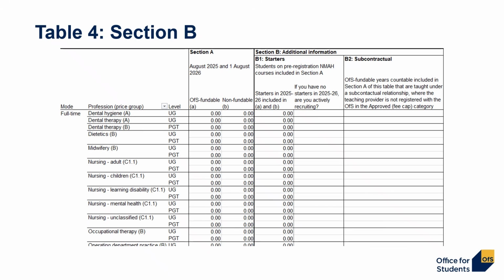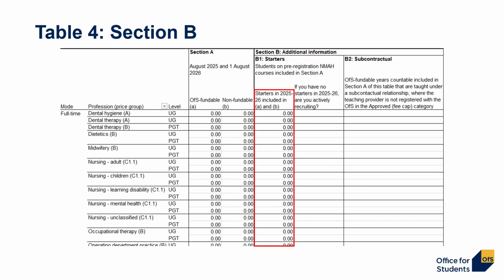The first shows the number of years that meet the starters definition, of which more in a moment. The point here is that this makes it a subset of the numbers in Section A. For example, suppose that a provider has a 3-year course with a total of about 90 students across all years. In other words, they're usually taking around 30 starters each year.